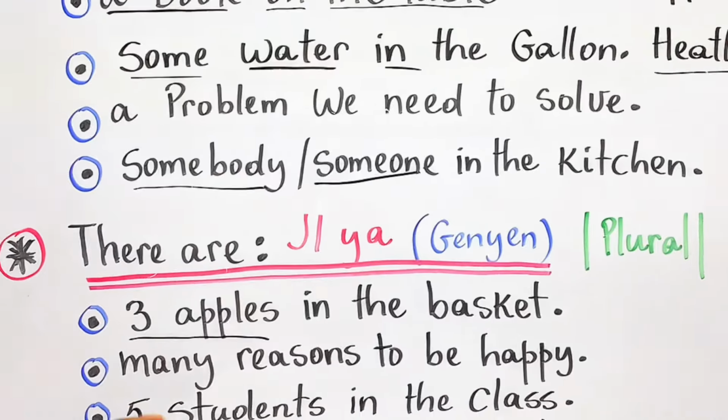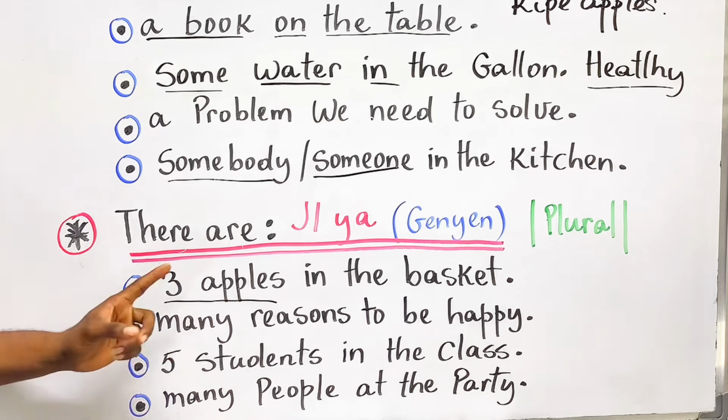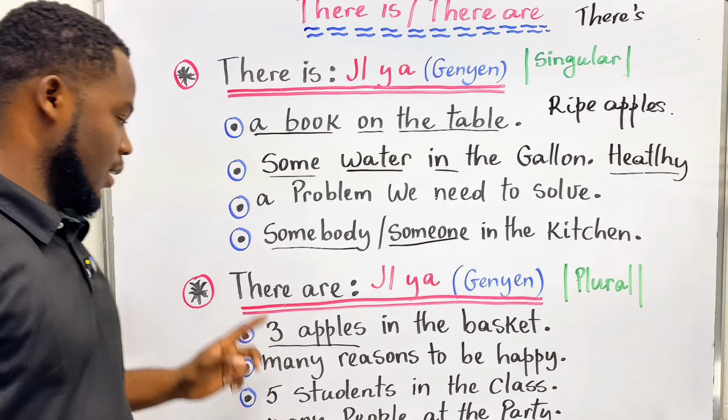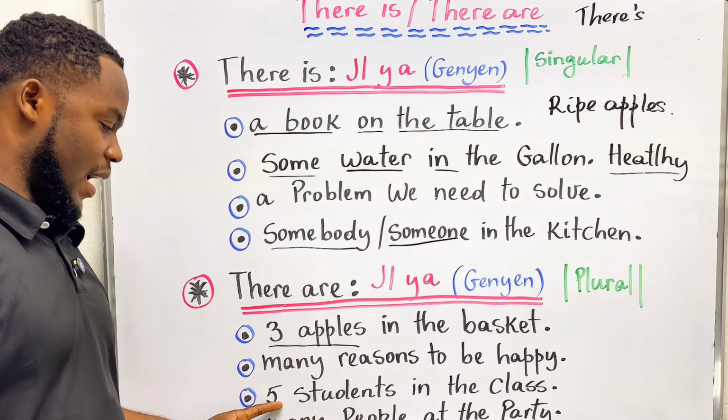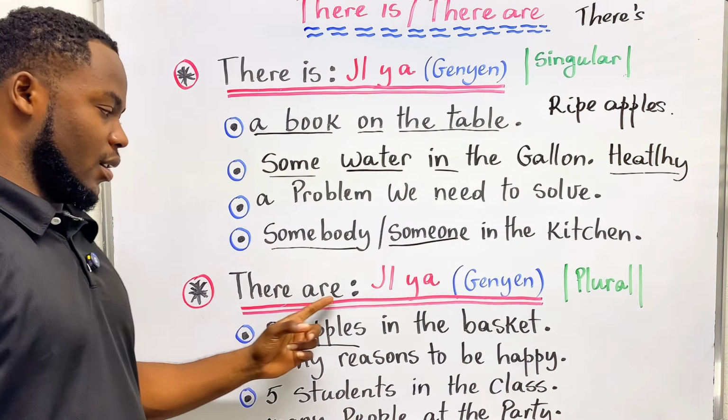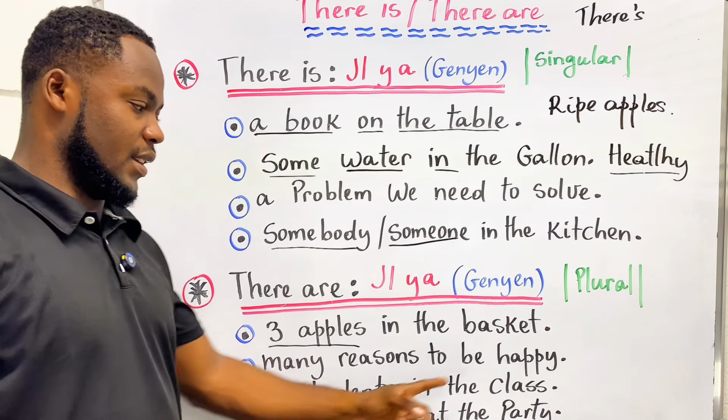I say there are, not there is. There are 5 students in the class. Repeat after me: there are 5 students in the class.